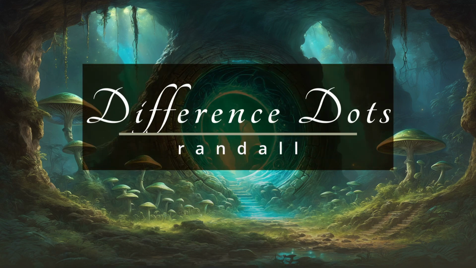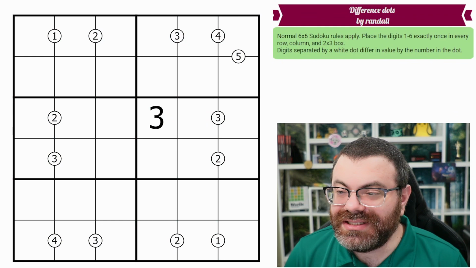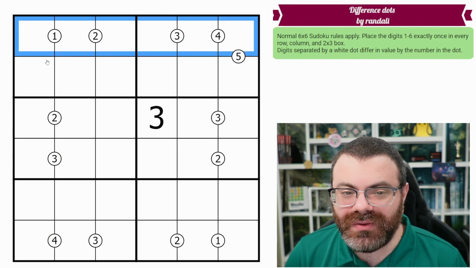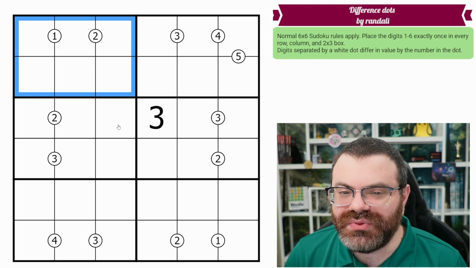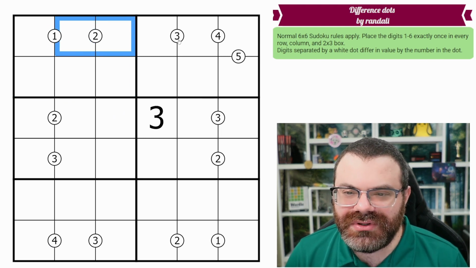Hello, let's continue our Sudoku adventure with difference dots by Randall. So we have normal 6x6 Sudoku rules. That means in every row, every column, and every 2x3 box, we are placing the digits 1 to 6 exactly once each. We also have white dots in the grid with numbers in them.